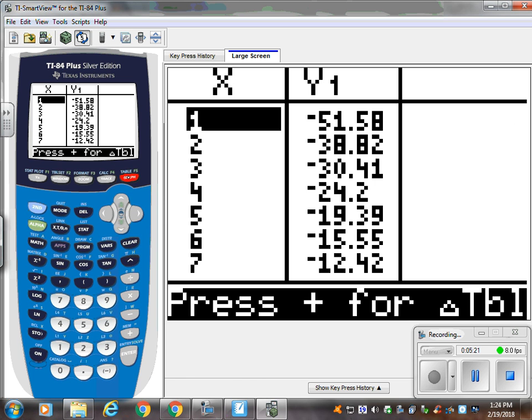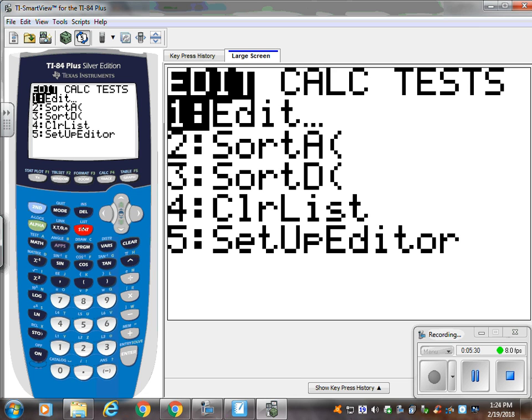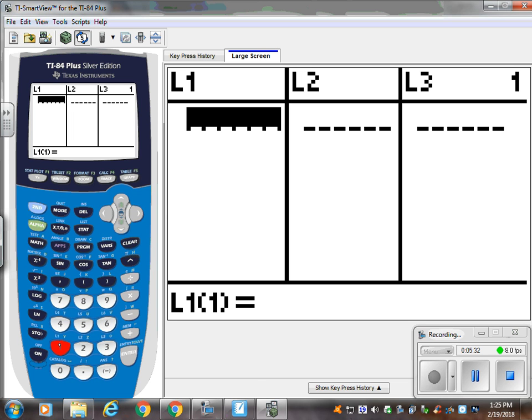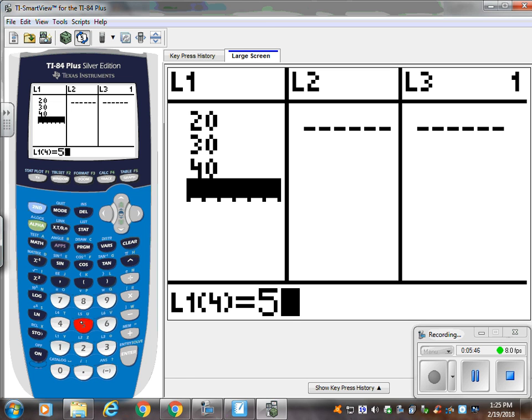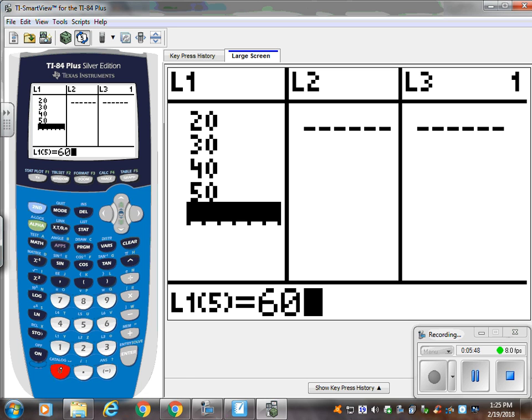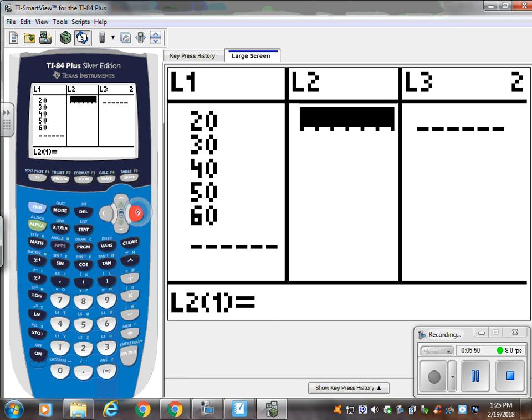Okay. Now, the second thing we're going to do is put the data in. To put the data in, you go to the Stat button and go to Edit, and you type the first row in L1 and the second row in L2. So you have to type 20, 30, 40, 50, 60.